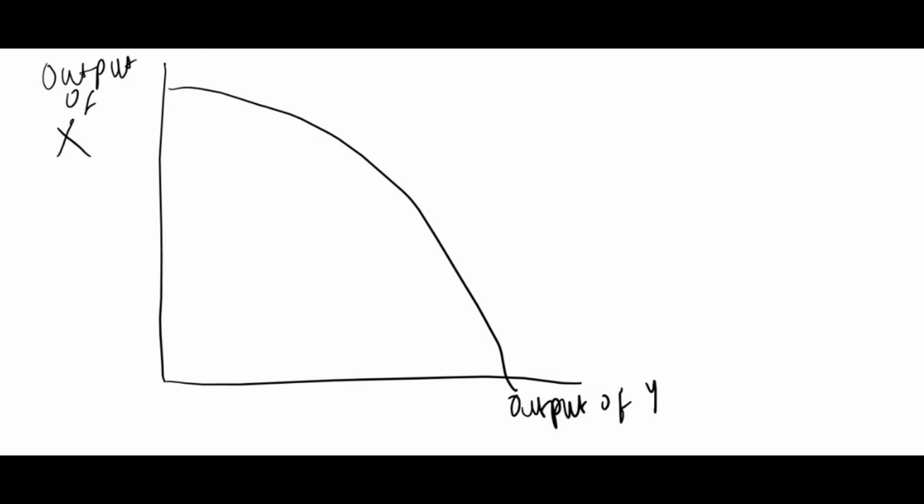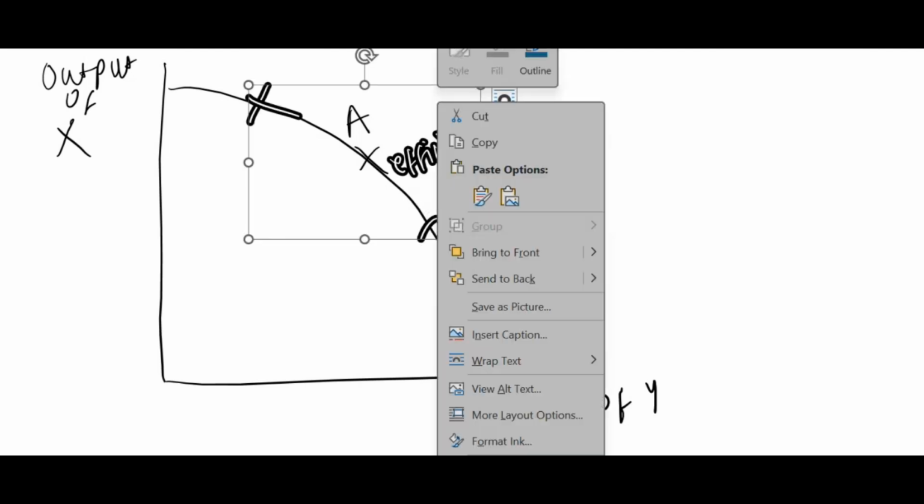If we're producing on this line, let's call this point A. Anywhere on this line is efficient. We're using our resources efficiently. We're using the efficient combination of X and Y to make the goods. So let's just write efficient here. Anywhere on this curve is efficient. But obviously I don't want to confuse you. Let's just call it point A.